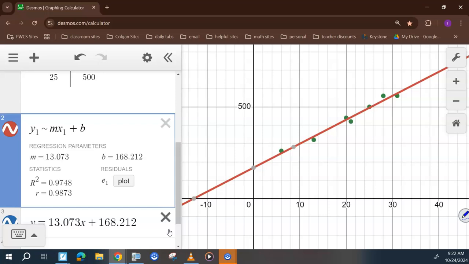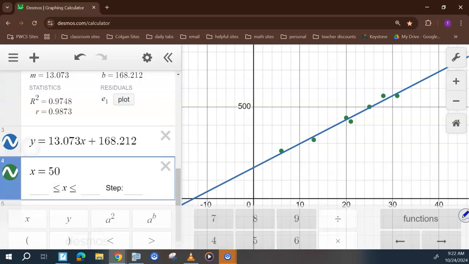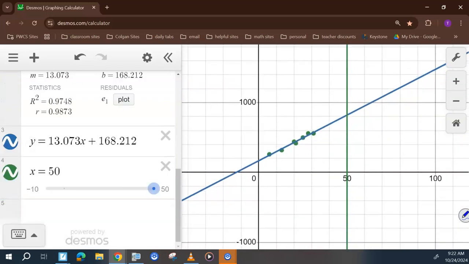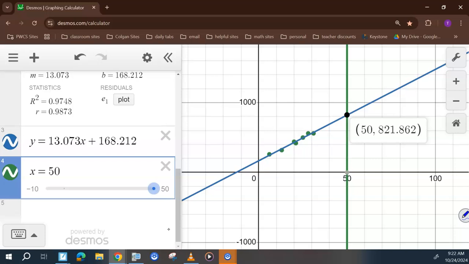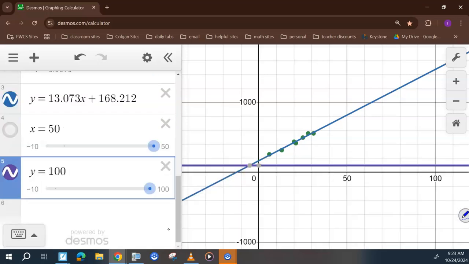In Desmos, if we're trying to find something, so if I'm looking at the table, values I don't have, let's say I wanted to find when x is 50, I would type in x equals 50, and I would zoom out until I found those two lines that cross, and that would be my y value, 821.8862. And I could do the same thing for a y value. If I wanted to find when y is 100, I could type in y equals 100, find where those two lines cross, and that x value would be my answer. Any questions on how Desmos works?